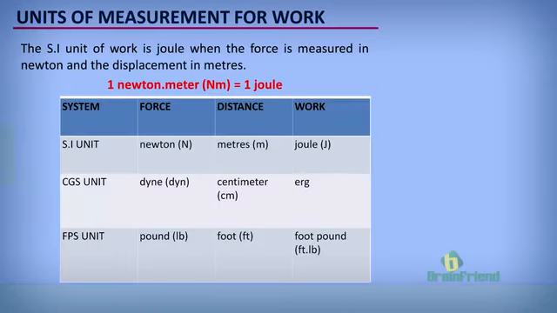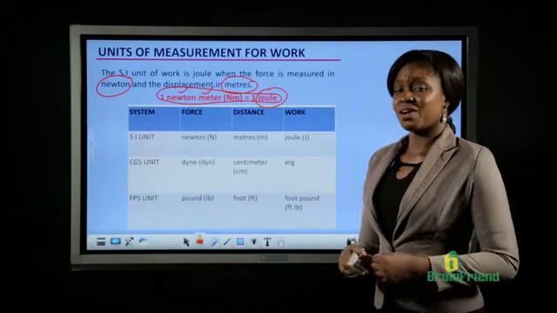Now, units of measurement for work. The SI unit, like you know, the International System of Units, which is the one that we mostly use. The SI unit of work is joule, when the force is measured in Newton and the displacement in meters. And 1 Newton meter is equal to 1 joule. You must know this relationship that 1 Newton meter is equal to 1 joule. So when you're given a force in Newton and the displacement in meters, your answer will be in joules.